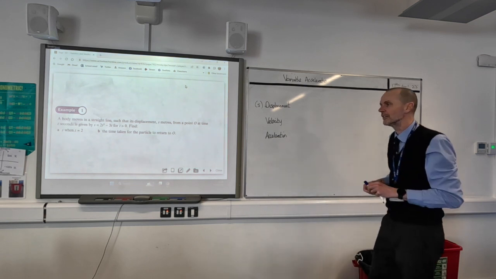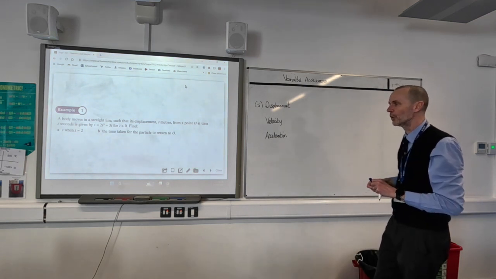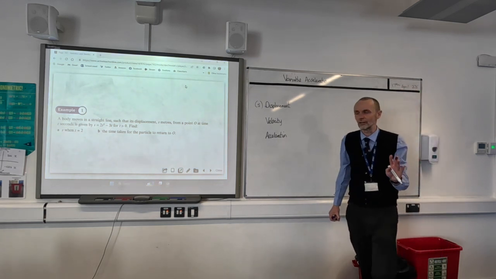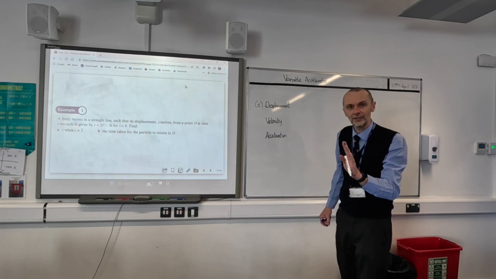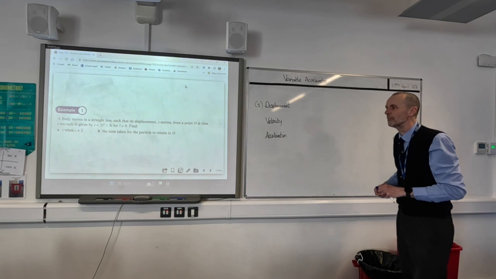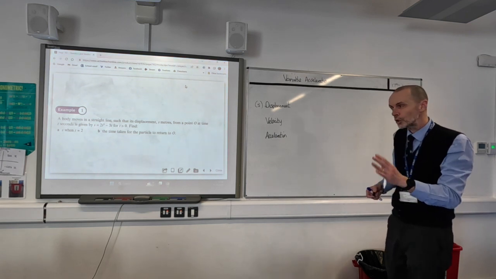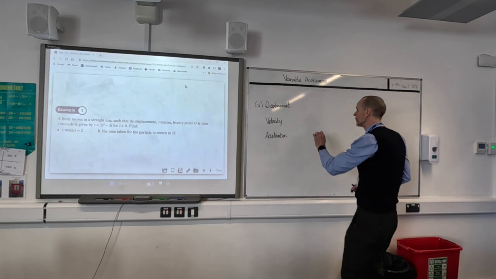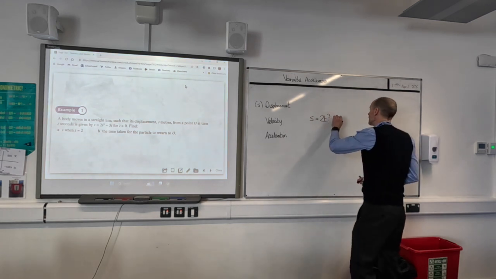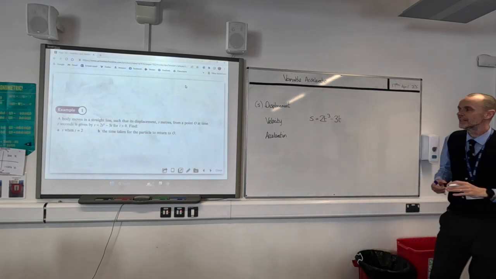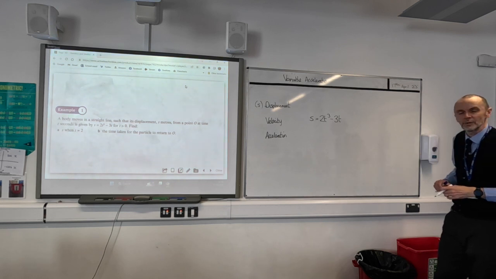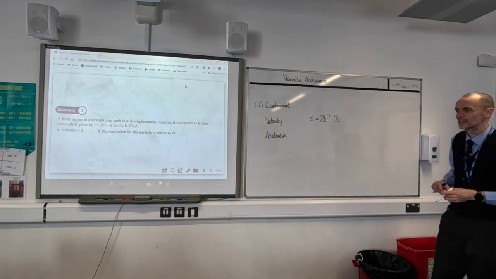So this example here is one such example where we are told that a body moves in a straight line, no mention of constant acceleration, so we can't use SUVAT in this question, but we're told that its displacement is given by this rather convoluted cubic formula. S is equal to 3t cubed minus 3t. Now we're not told why this body is moving where its displacement relates to that. We don't know, and we don't have to worry about it.